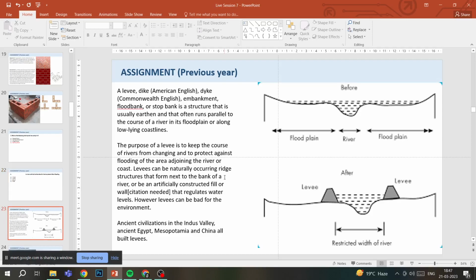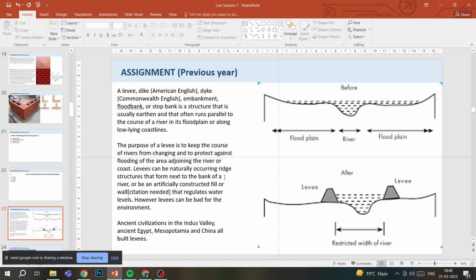A levee, dike, embankment, flood bank. So a levee is also called a dike, embankment, flood bank, stop bank. It has many terms. It is a structure that is usually earthen and that often runs parallel to the course of a river in its floodplain or along low-lying coastlines. The purpose of a levee is to keep the course of rivers from changing and to protect against flooding of the area adjoining the river or coast.